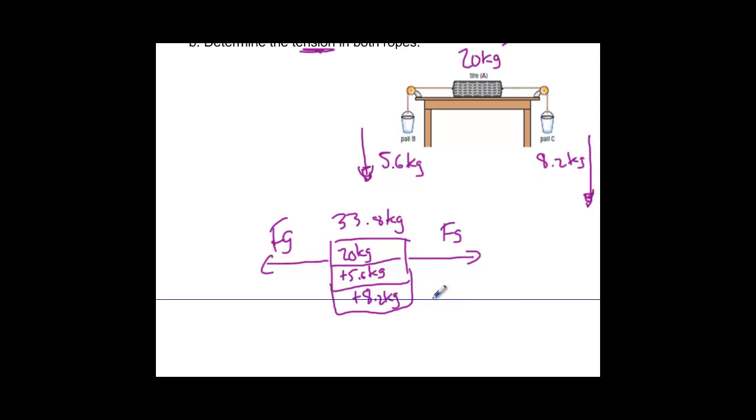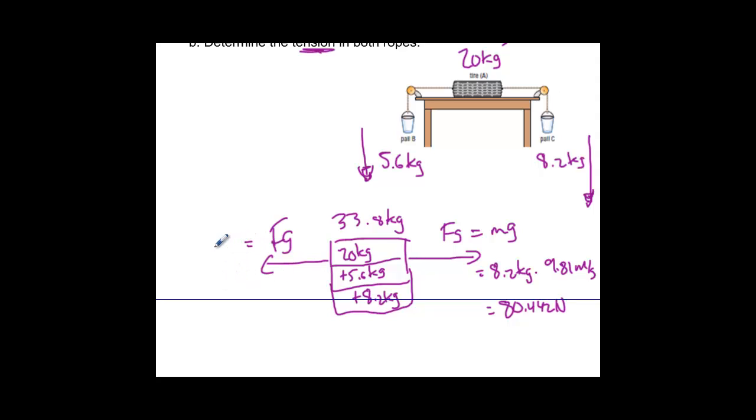And we've got 2 forces pulling in 2 different directions. Well, this force of gravity will be mass times gravity. The mass pulling in this direction will be 8.2 kilograms. Gravity, 9.81 meters per second squared. So I got 80.442. So that's how many newtons should be pulling on the right side over there.